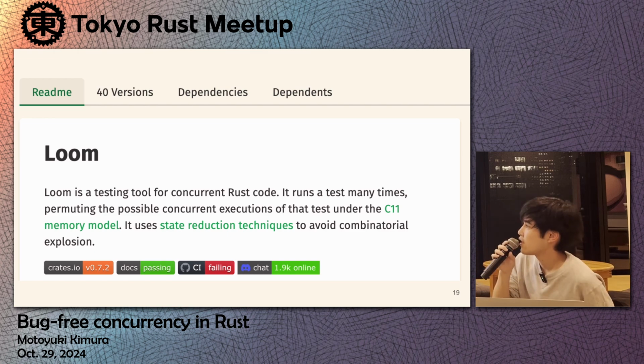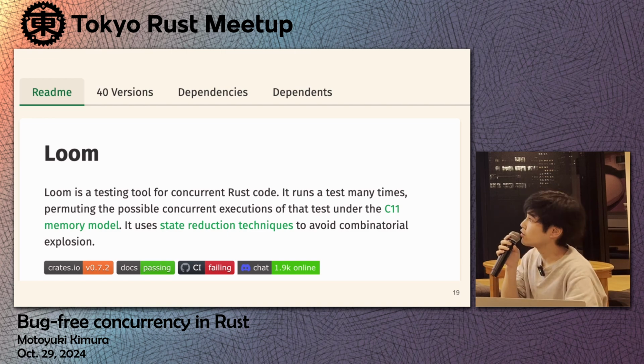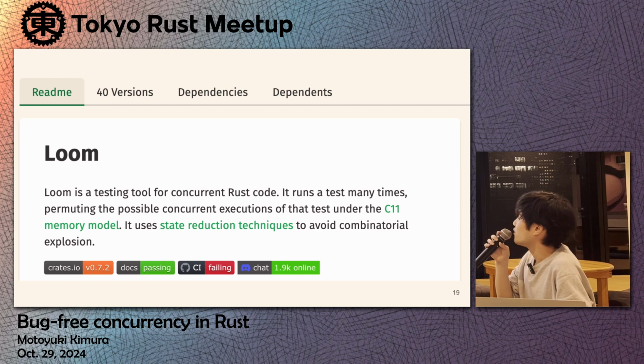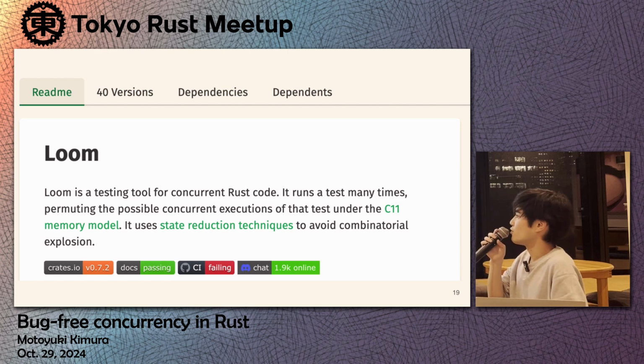Okay, so far we've seen the background around Loom. Now let's look at the Loom documentation. This is taken from Loom's great documentation, and it says it runs a test many times, permuting the possible concurrent executions of that test under the C11 memory model. It uses state reduction techniques to avoid combinatorial explosions.